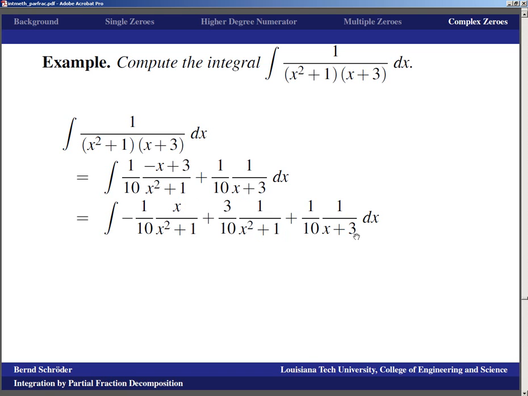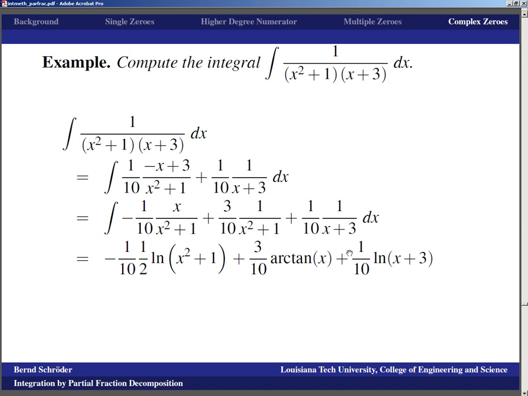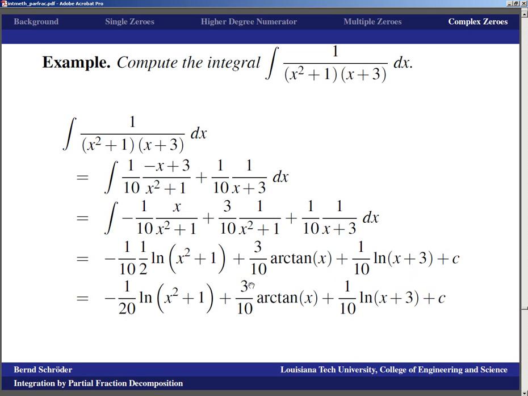And now it's a matter of recalling our integration methods. Namely, when we integrate here, we keep the negative 1/10. This is a quick substitution, which gives us a 1/2 ln of x squared plus 1. We keep the 3/10 here, and then we just have to remember that the antiderivative of 1 over x squared plus 1 is the arctangent of x, and the antiderivative of 1/10 1 over x plus 3, well, that's something we do by reflex now. That's 1/10 ln of x plus 3. We put the plus c in the back, and then we just realize that 1/10 times 1/2 is 1/20. Here's the answer, and that finishes out this problem.